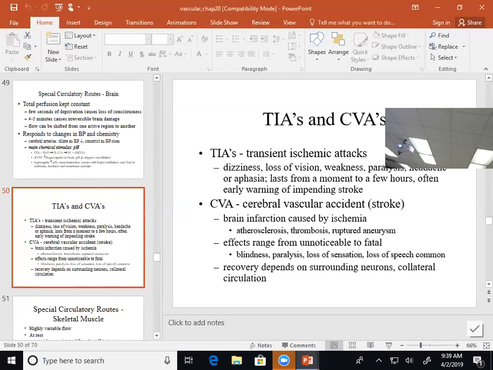The difference in a TIA and a CVA, cerebral vascular accident, which is a stroke, is that the signs and symptoms of a TIA will usually go away within a relatively short period of time, 24, 48, 72 hours. So you might have initially some paralysis, some speech impediment. You might have initially some weakness on the side, but usually those symptoms kind of go away.